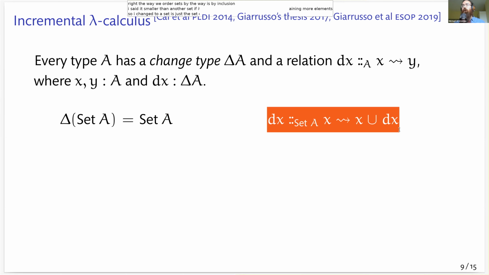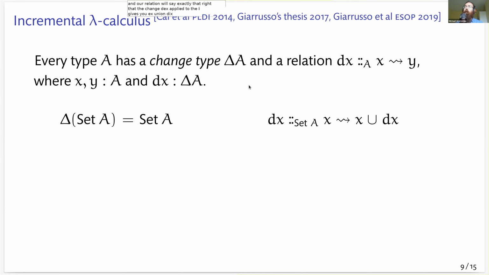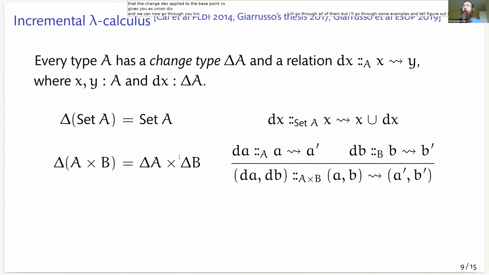And our relation will say exactly that, right? That the change dx applied to the base point x gives you x union dx. And we can now go through all the other types in our language. I won't go through all of them, but I'll go through some examples and figure out how they change. Pairs, for example: a change to a pair is a pair of changes.